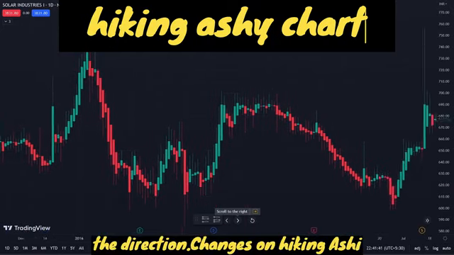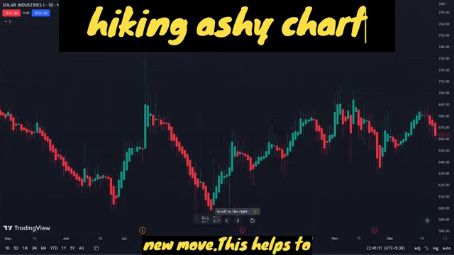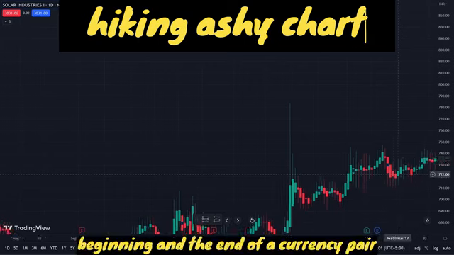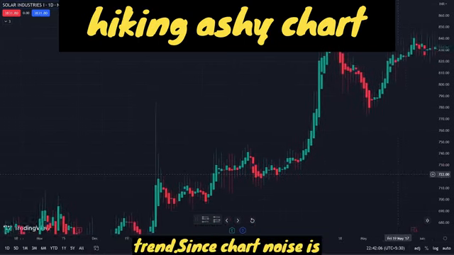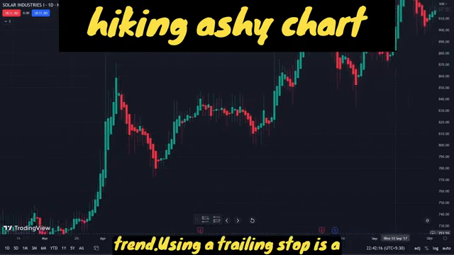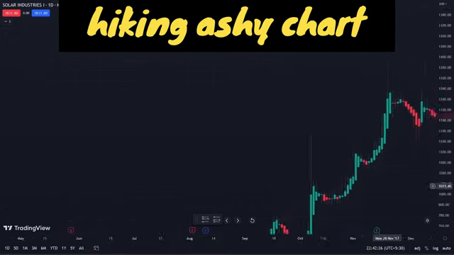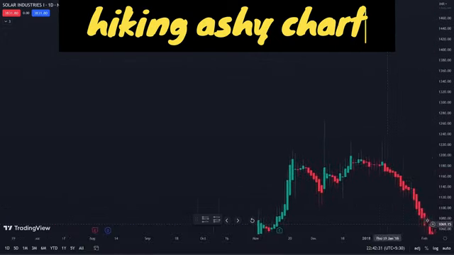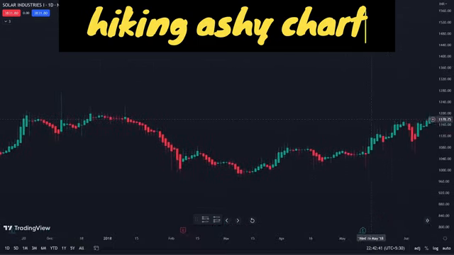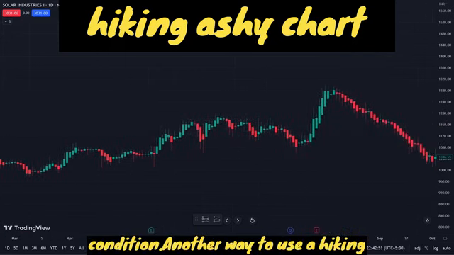You will notice that when the direction changes on a Heikin Ashi chart, the price most likely starts a new move. This helps to distinguish between the potential beginning and the end of a currency pair trend. Since chart noise is filtered, you basically see the naked trend. Using a trailing stop is a good trade management tool to pursue in a trending market. As a result, many traders combine the smoothing benefits of the Heikin Ashi chart with a trailing stop indicator to get the most out of a trending market condition.